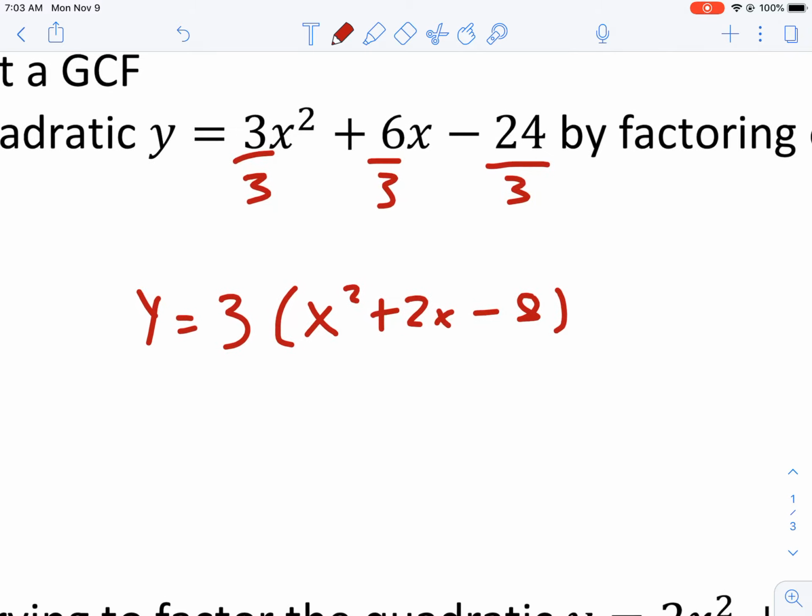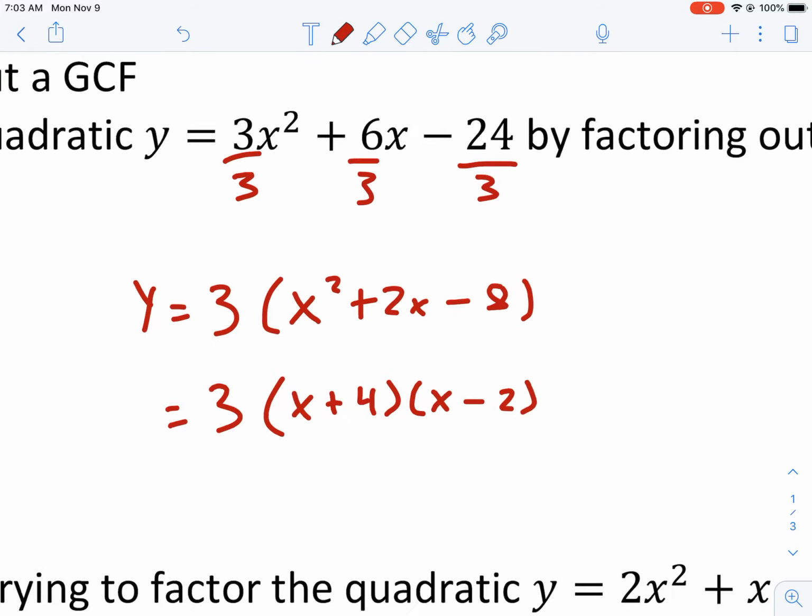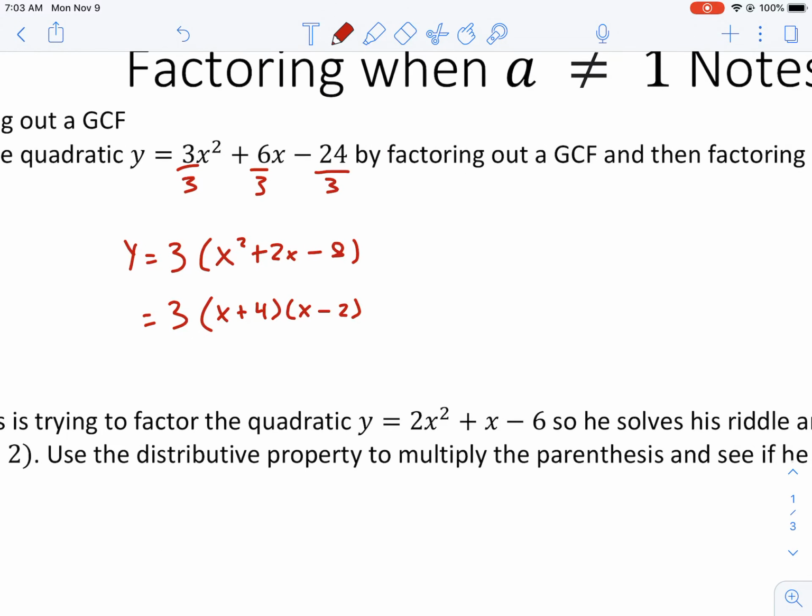And now we can factor this part, all right? We can ignore the 3. So now it's just a normal factoring problem like we did last week. If we find what multiplies to make negative 8 and adds to make 2, it is x plus 4 and x minus 2. And so that's how we can do this. Now, this obviously won't always work if every single number isn't a multiple of the same thing, but this will make your life easier, so you should look for it, okay?